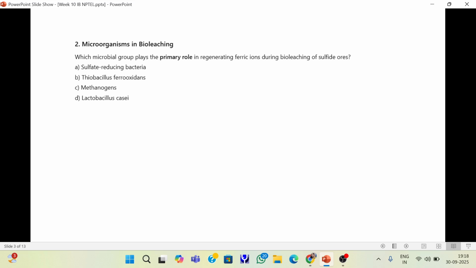Which microbial group plays the primary role in regenerating ferric ions during bioleaching of sulfide ores? A. Sulfate reducing bacteria, B. Thiobacillus ferrooxidans, C. methanogens, or D. Lactobacillus casei? Start answering.